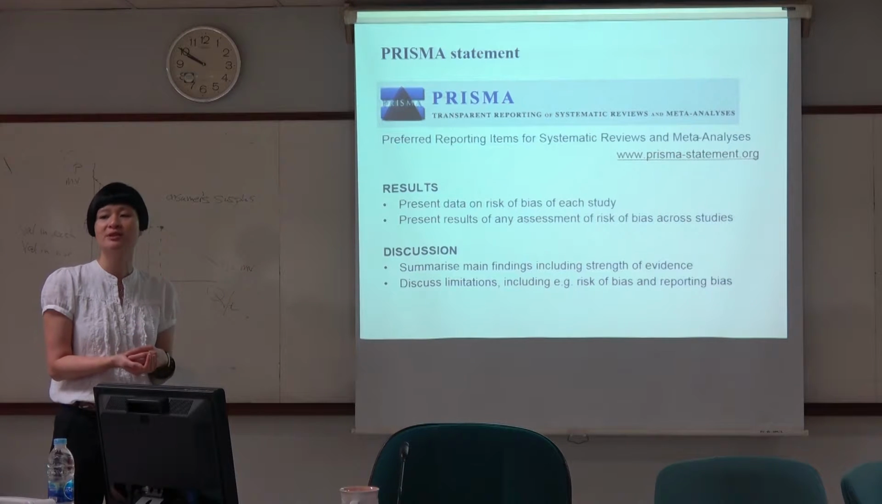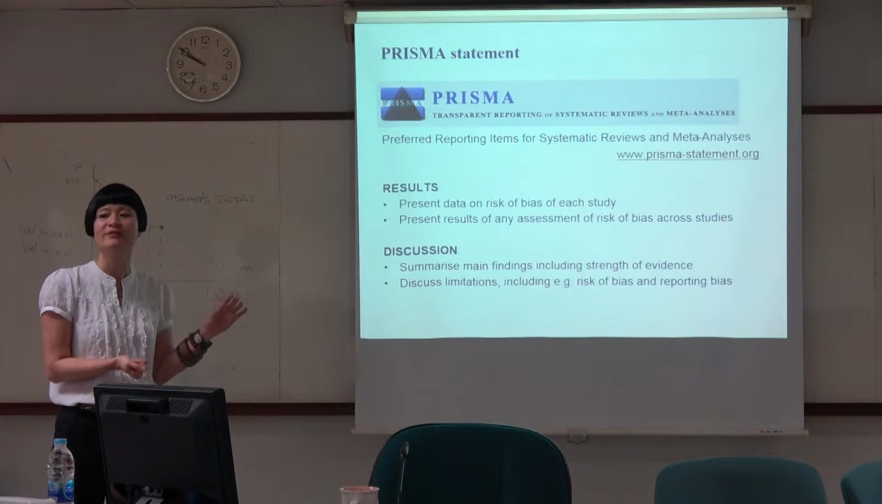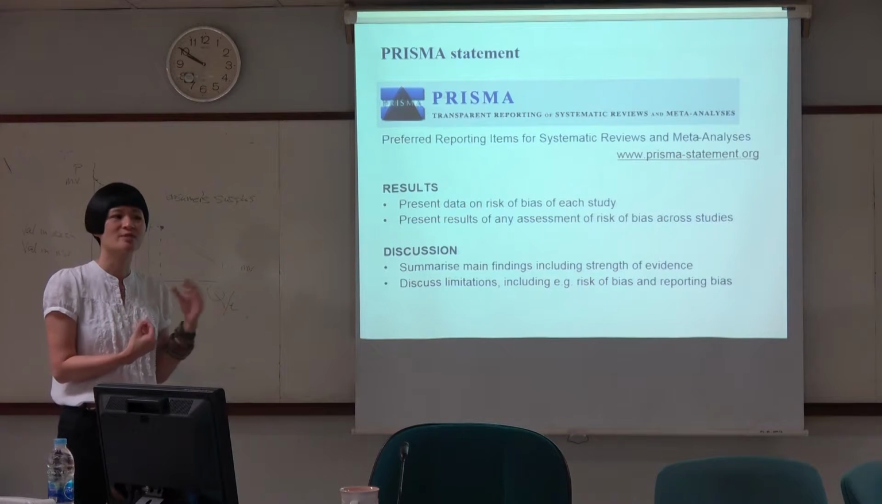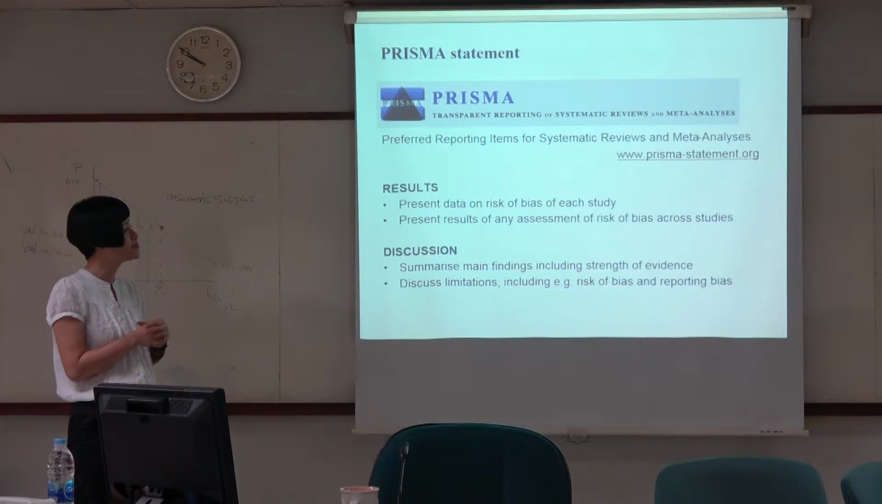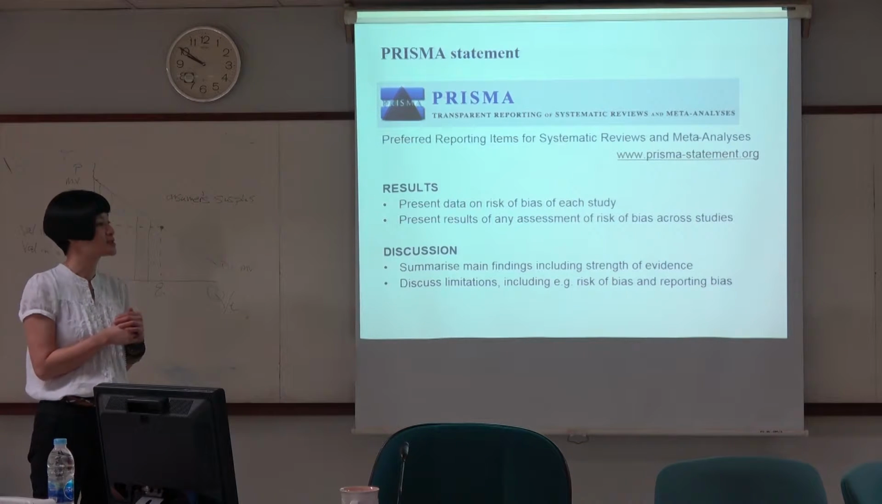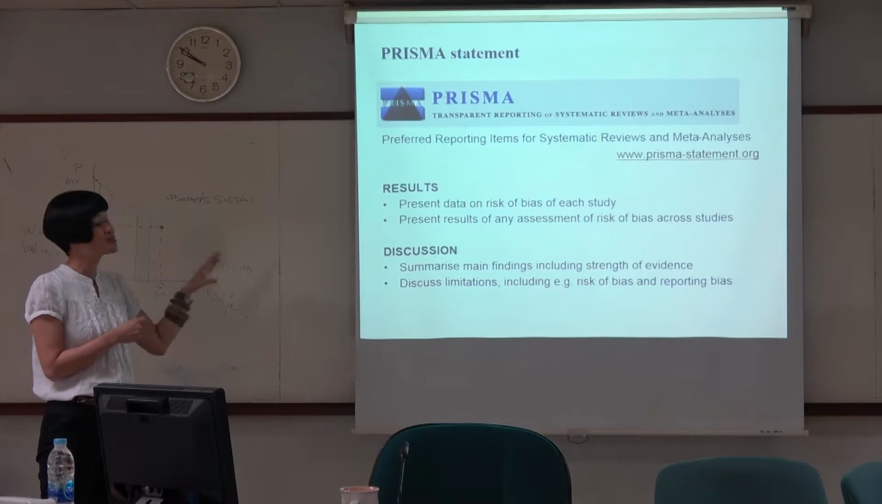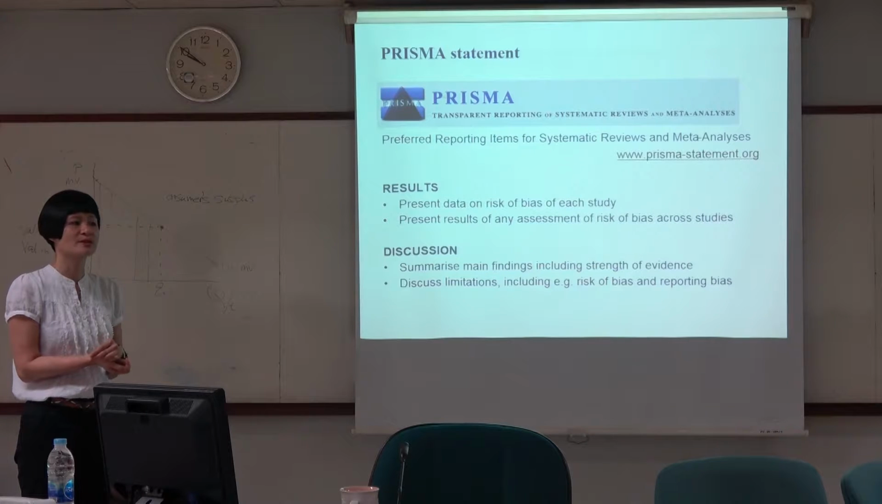Was it based on good quality evidence, or was it based on poor quality evidence? How much confidence do you have in this estimate that you have generated? So you need to give some indication. You need to discuss limitations, including risk of bias and reporting bias, in your discussion. So the PRISMA statement is really, really good because it does set out very clearly how to write a really good systematic review and meta-analysis.